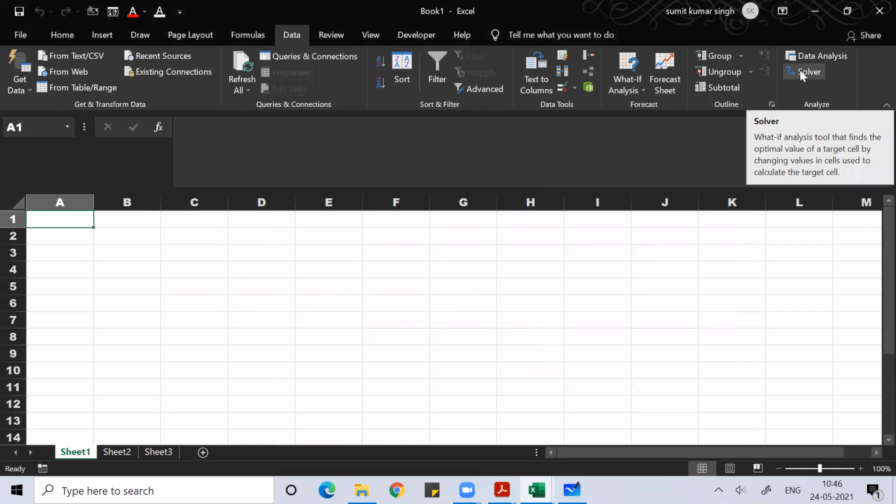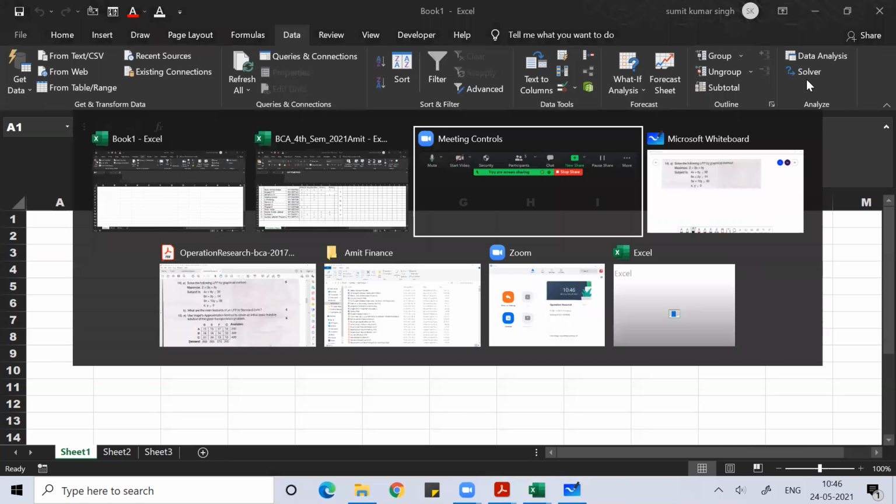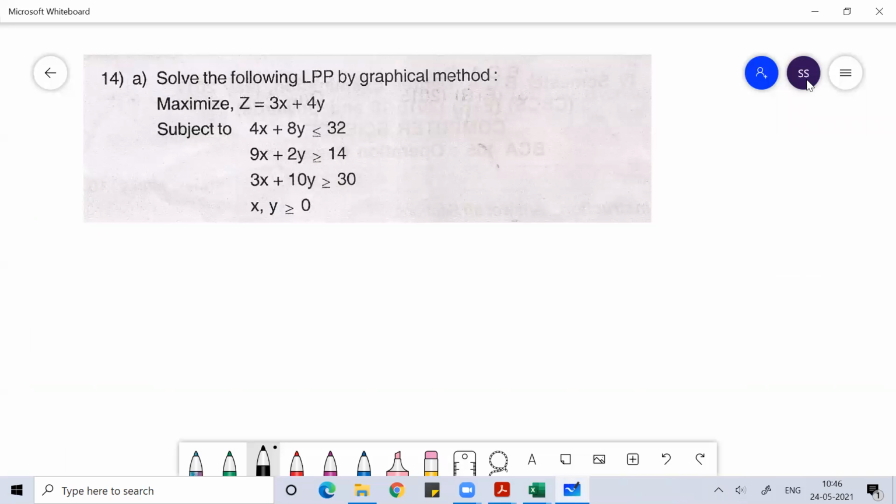Whichever LPP problem you get in your textbook or in your exam, you can easily solve it by using Solver, no matter how complicated the problem can be. That way, the Solver will definitely help you to get the answer for the given problem. I'll show you in the future how to solve the given problem by using Solver.